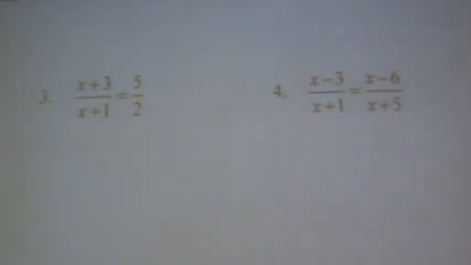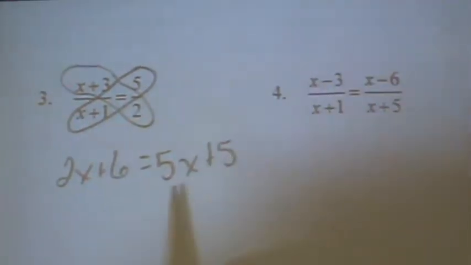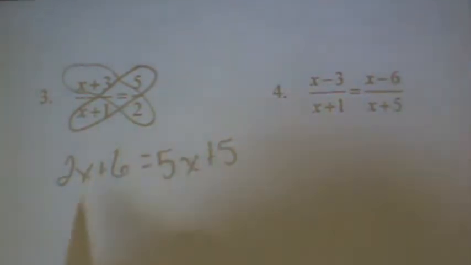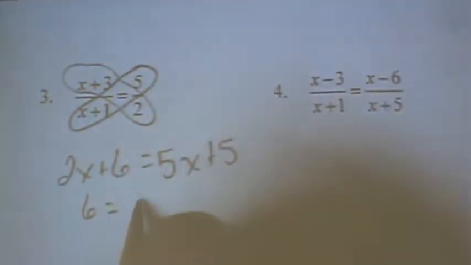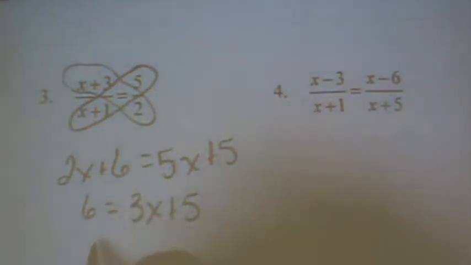Number 3. Two times x plus 2 times 3. 5 times x plus 5 times 1. Subtracting the 2x. Subtracting 5. And then dividing by 3. We get that x equals 1/3.